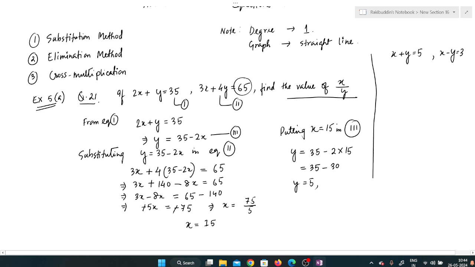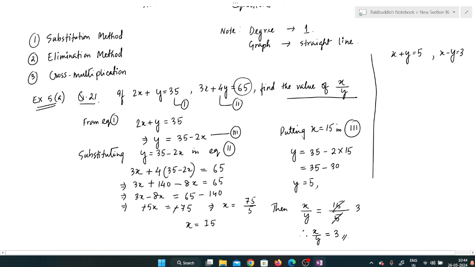Now what is x by y? Let us write. Then x by y will be, put the value of x. What is x? It is 15. What is y? 5. So I think you can cancel, so it becomes 3. Therefore x by y will be equal to 3. Okay, this is the answer.